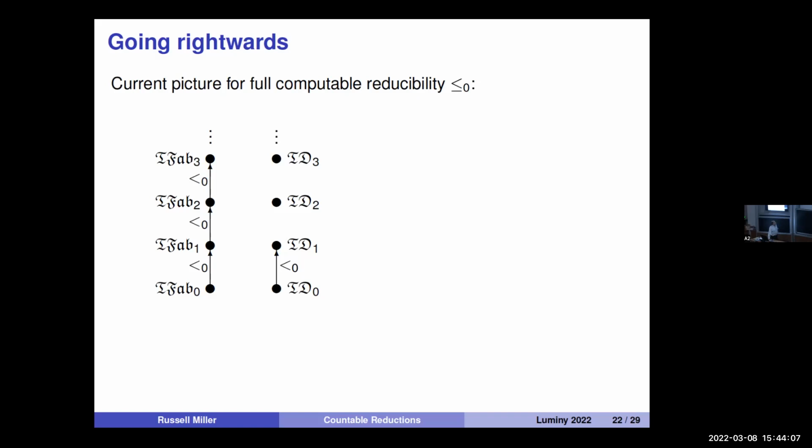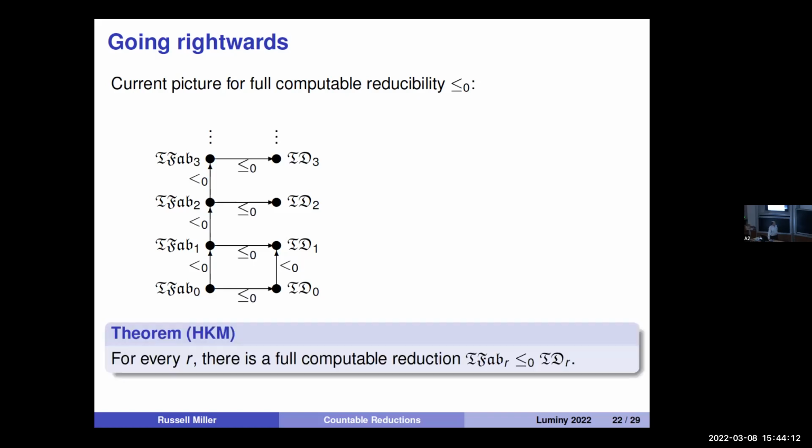Obvious question, what about right to left and left to right? Okay. And we have proven that you can go from left to right by a computable reduction at each individual level. Okay.